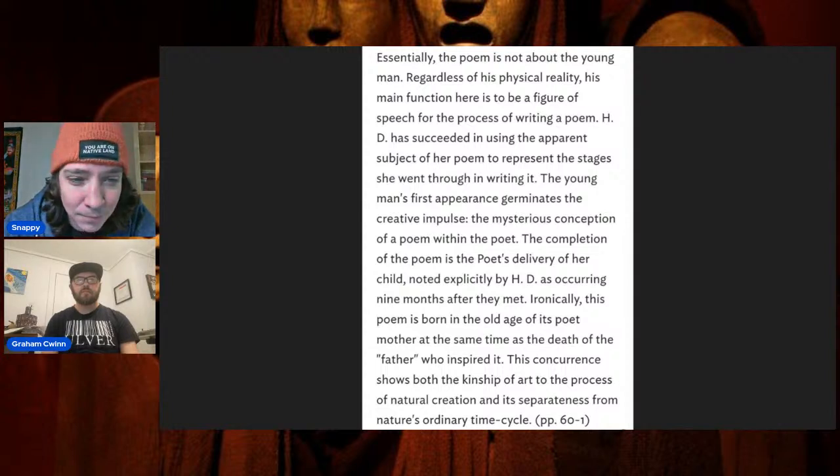The completion of the poem is the poet's delivery of her child, noted explicitly by HD as occurring 9 months after they met. Ironically, this poem is born in the old age of its poet, mother, at the same time as the death of the father who inspired it. And as we know, HD would die a year after it was published. This concurrence shows both the kinship of art to the process of natural creation and its separation from nature's ordinary time cycles. Wow.